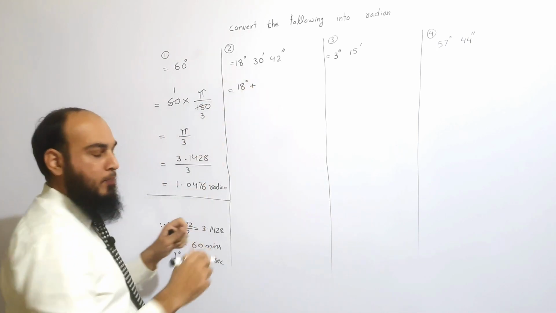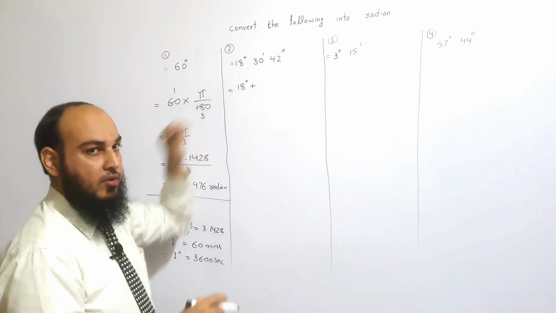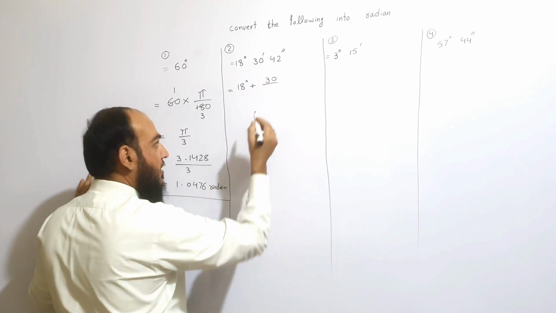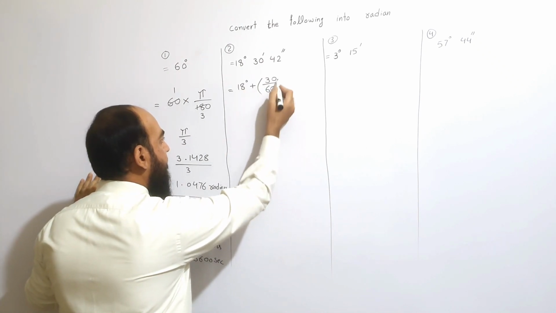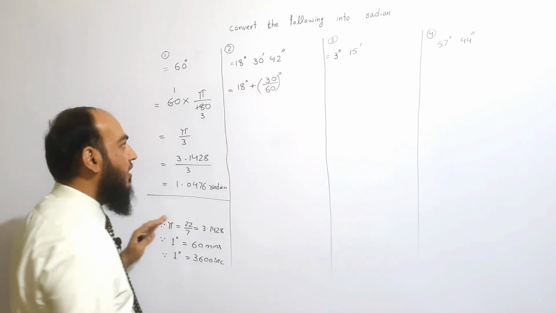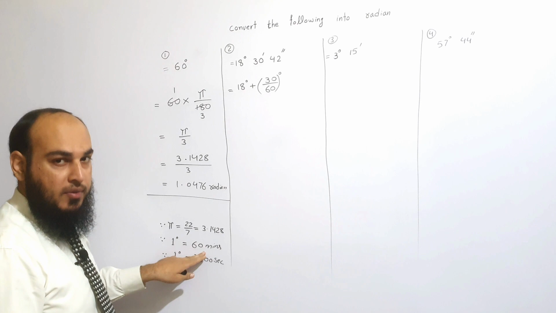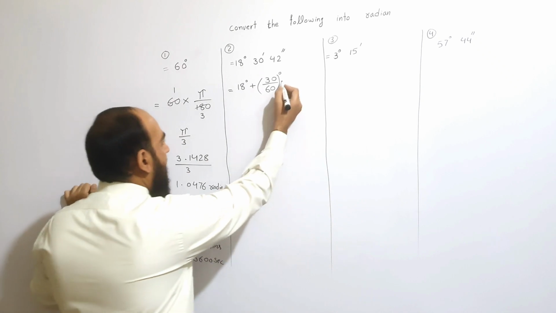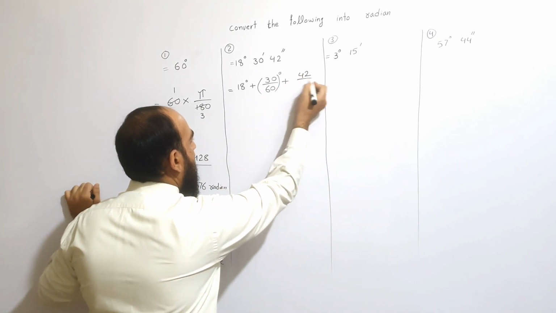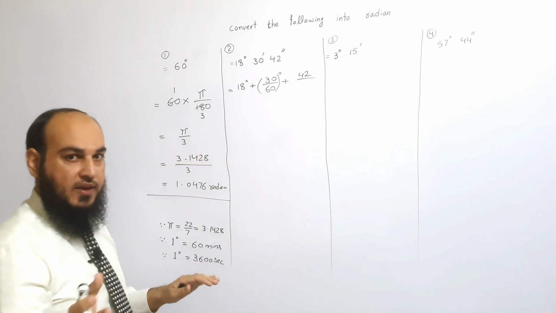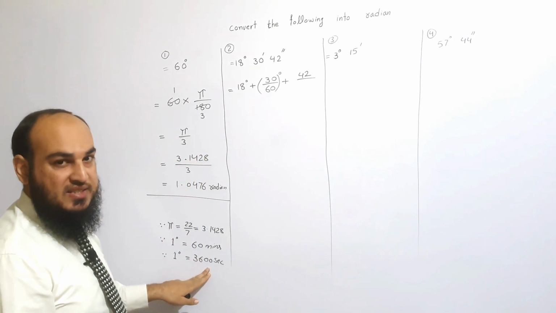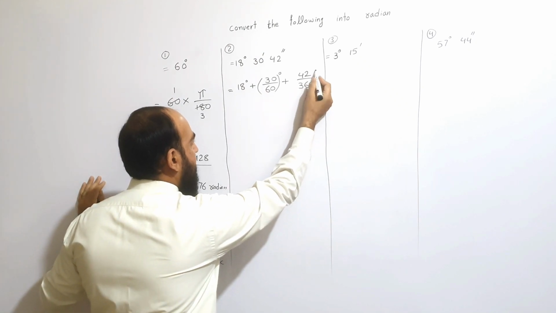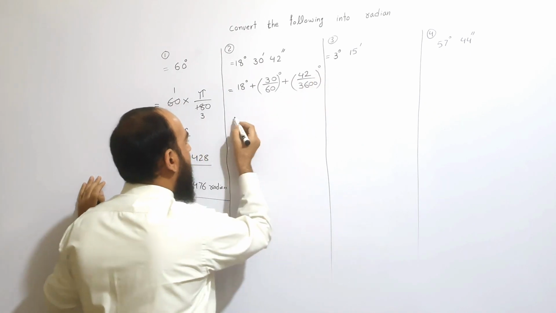You will put the plus sign between them. This is 30 minutes. If you want to convert it into degrees, you have to divide it by 60, because 1 degree is equal to 60 minutes. That is why 30 is divided by 60 and it is converted into degrees. Similarly, 42 seconds: if you want to convert it into degrees, 1 degree is equal to 3600 seconds. That's why 42 will be divided by 3600 and it is now in the form of degrees.